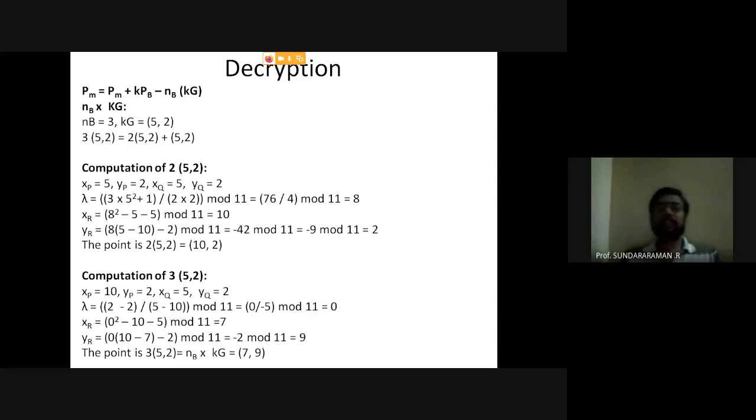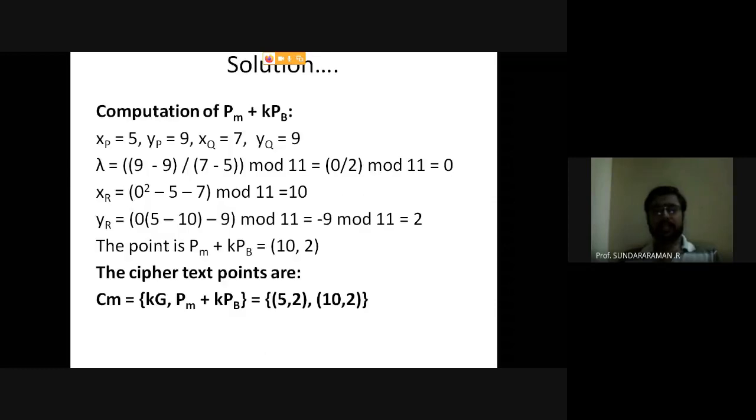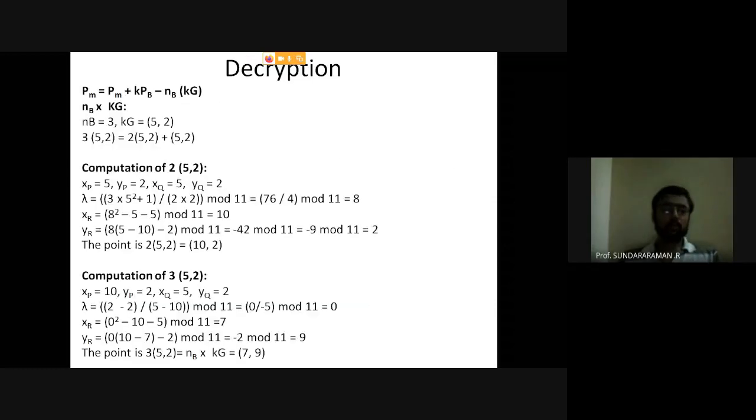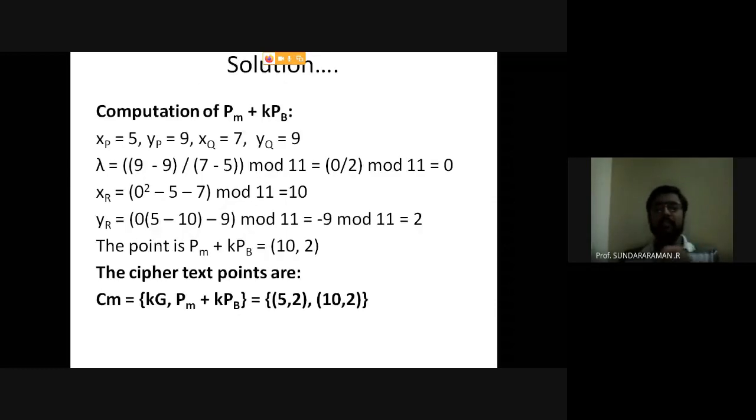And in fact, when I was explaining the decryption process, I just carried out a small derivation on how this Pm is retrieved from these two elements. So Pm plus K into Pb minus Nb into Kg. First, I am performing Nb into Kg. So Kg is received by me. What is Kg? Kg is 5 comma 2. What is Nb? Nb is 3.